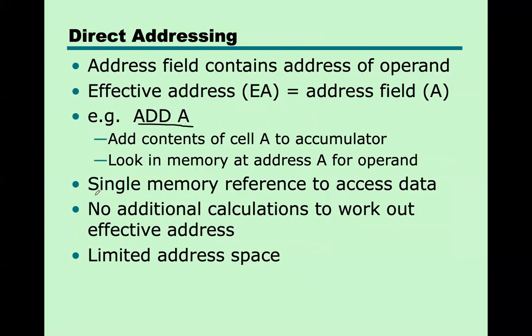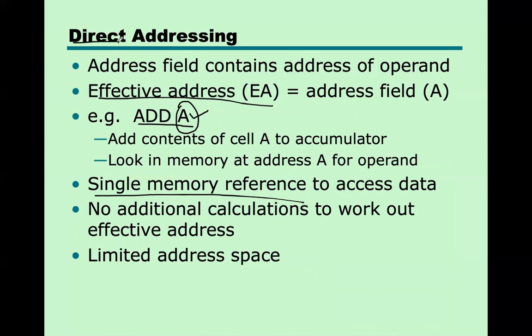A single memory reference is required to access the data, and there are no additional calculations to work out the effective address. We mention the address directly, go to that location and fetch the data. So there is no need to calculate the effective address or add anything. We directly mention the address, which is why it is called direct addressing.